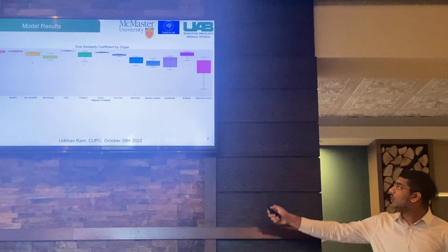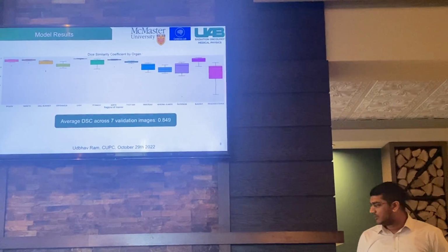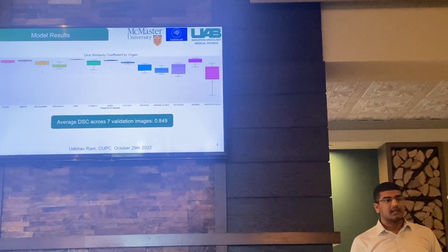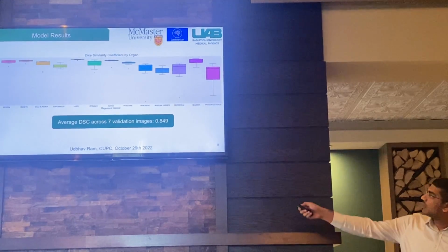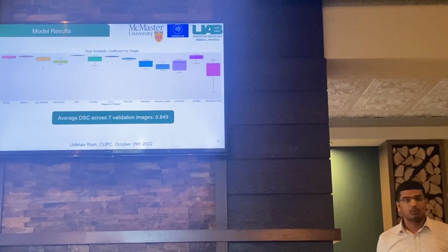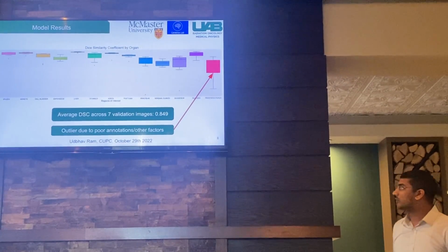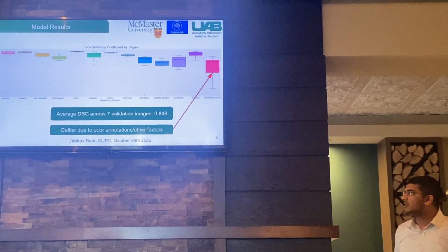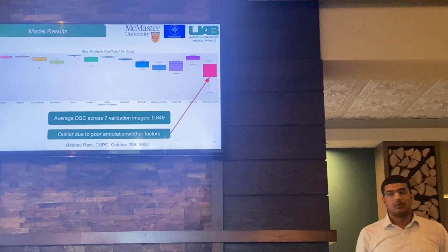Now, keeping all of this in mind, we can look at our model results. As we can see here, across all of our regions of interest, we have fairly high dice similarity scores. And in fact, we were able to achieve an average dice similarity coefficient, across 7 validation images, of 0.849. Now this is fairly high, and we see quite a large degree of agreement across all of our regions of interest. However, we do notice that there are some outliers, in this case specifically the prostate and uterus. Now, while we don't exactly know why this is the case, we're currently investigating, but what we suspect is poor annotations in the dataset, or even other factors that we haven't yet identified.